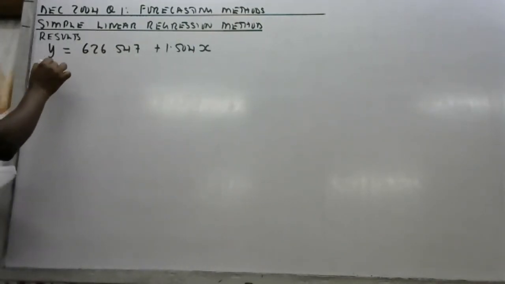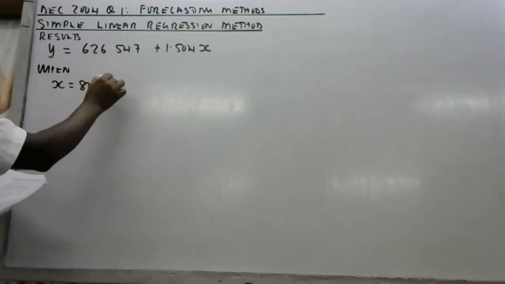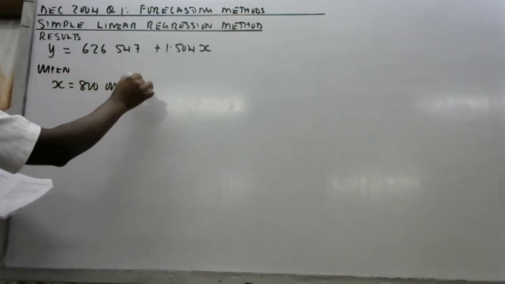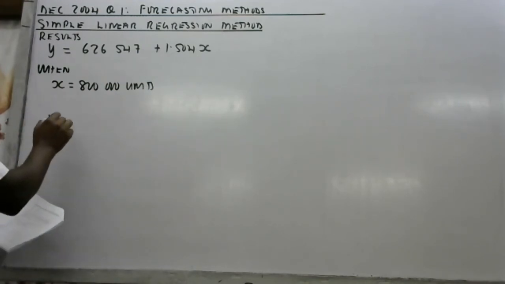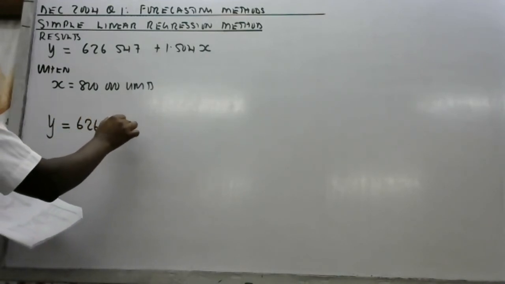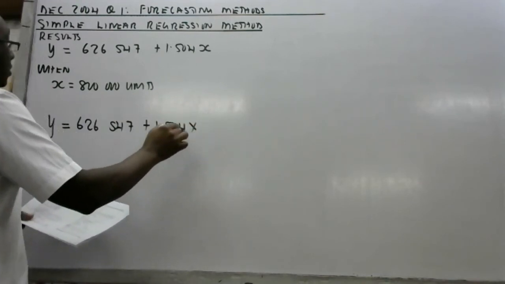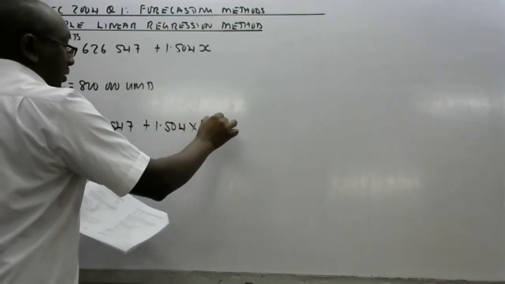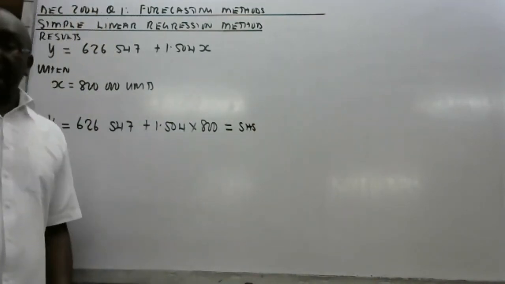So when x again is 800,000 units, y should be equal to 626,547 plus 1.504 times 800. So send me the answer.